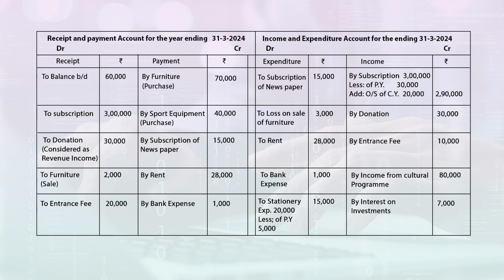If you recall our discussion, it was instructed that 50% of the entrance fee has to be capitalized. Accordingly, the full rupees 20,000 is shown on the debit side of receipt and payment account. Rupees 10,000 is capitalized and added to capital fund in balance sheet, and the remaining uncapitalized rupees 10,000 is shown as income in the income and expenditure account, which is indicated over here.